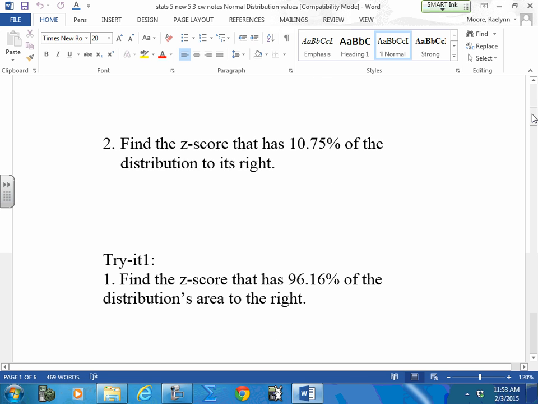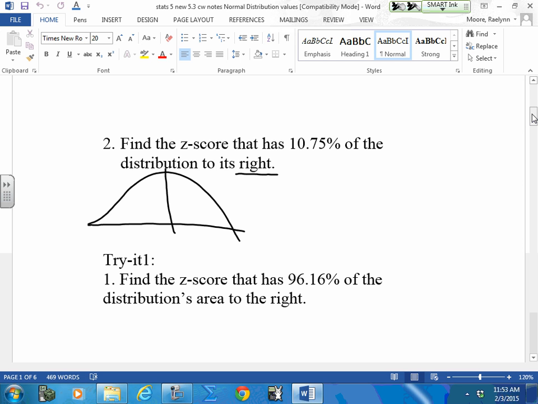There's another way they could write this. Find the z-score that has 10.75% of its distribution to the right. So I'm going to make this be a decimal. And I need that area to be to the right of this z-score. So Richard, would I have a positive z-score or a negative z-score? Positive. Are you positive? Yes. So in my positive z-score, this area has to be less than 50%, doesn't it? And this is this area right here.